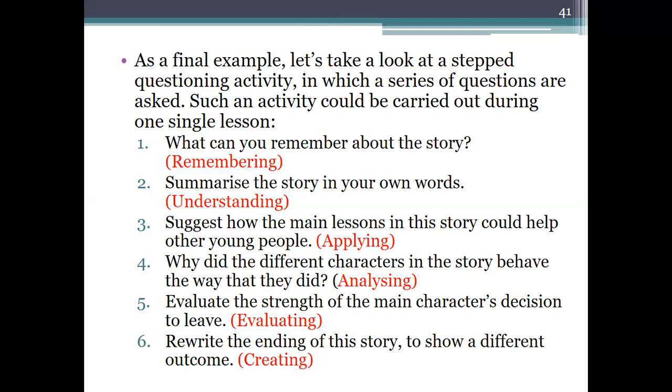Now analyzing, he has to study the different characters. He has to study the components of each character, the characteristics of each character, in depth, and then he has to compare and contrast and distinguish, a comparison between two or more characters. So here the question will be like, why did the different characters in the story behave the way that they did? So for that he has to know all the in-depth characteristics of each character. A more complexity added to this will be like, evaluate the strength of the main character's decision to leave. And the last level: rewrite the ending of this story to show a different outcome.